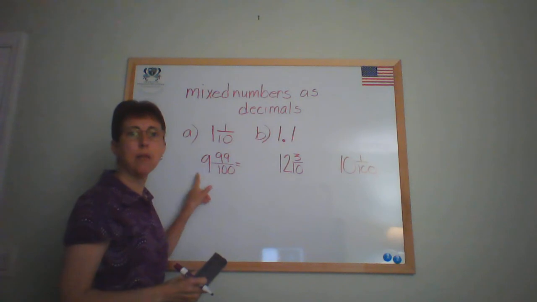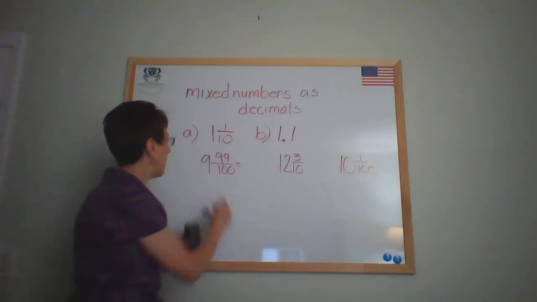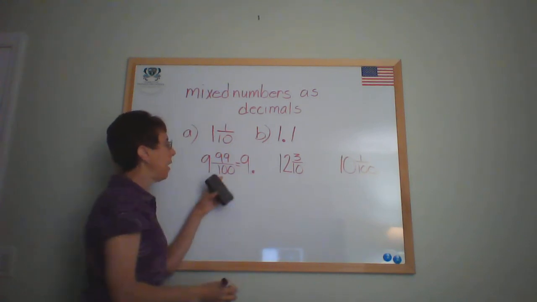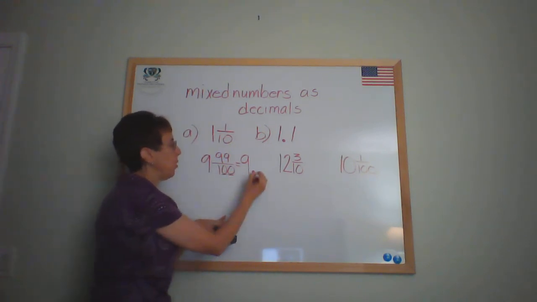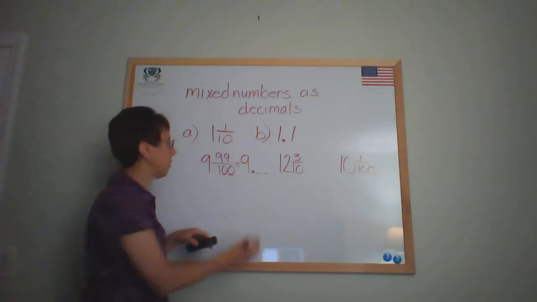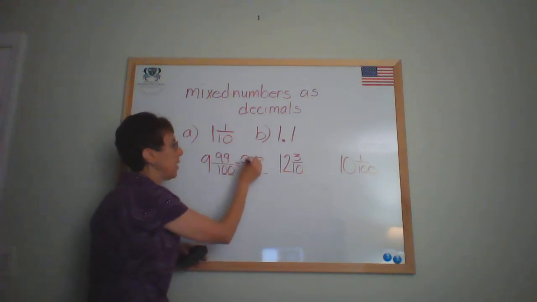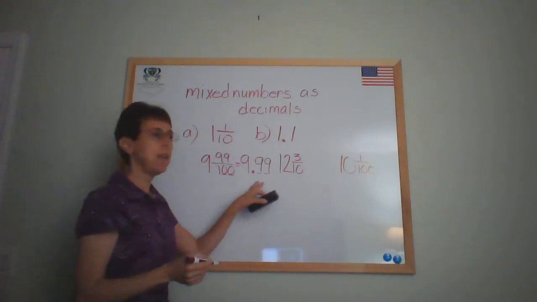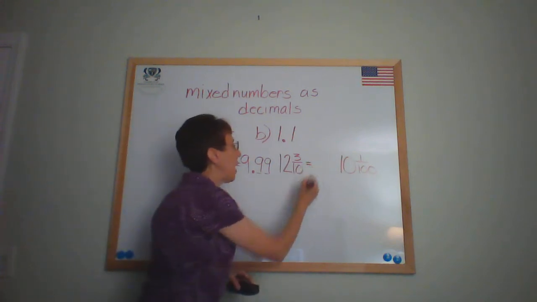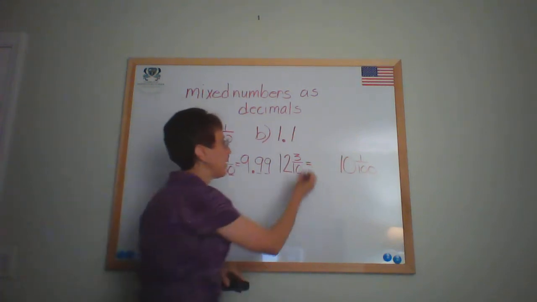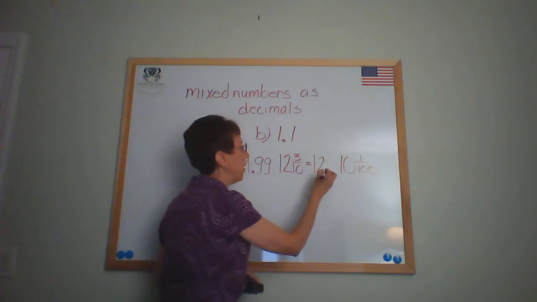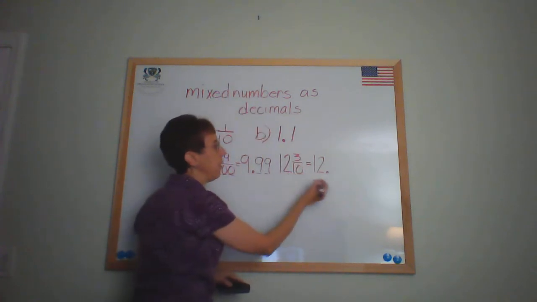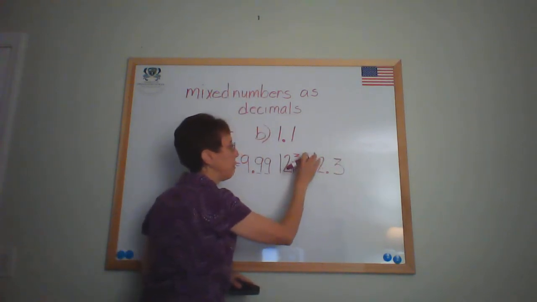Okay, so the first one, you have 9 and 99 hundredths. Again, your whole number, 9, followed by your decimal point. And then since this is hundredths, you know right away you're going to have 2 places to the right of the decimal. It's 99 hundredths, so it's nice and easy because you have that double digit number. So 9 and 99 hundredths. Then we have 12 and 3/10. So you have your whole number 12, your decimal point, and then your 3/10, 1 place to the right of the decimal point.